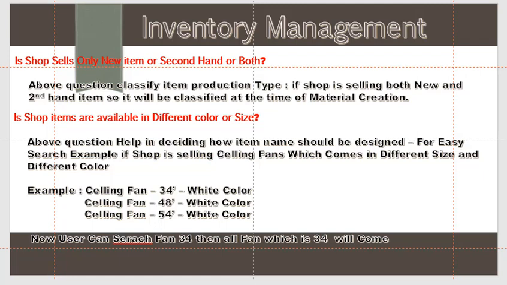If the shop items are available in different colors and sizes, take the example of a TV. A TV is one item, but the same item can be available in different colors and sizes. So how are you going to maintain it? Are you going to maintain all the colors in one line item, or are you going to create separate line items according to the colors and sizes, as in the example?